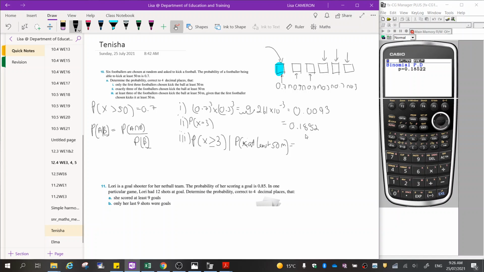He's not even a factor anymore. So we're looking at, out of the 5, if we want at least 3 of them to kick the ball 50 metres and one of them definitely got it, then we're only looking for 2 more successes because he's a win. So then that will be 0.7 to the power of 2 times 0.3 to the power of 3.